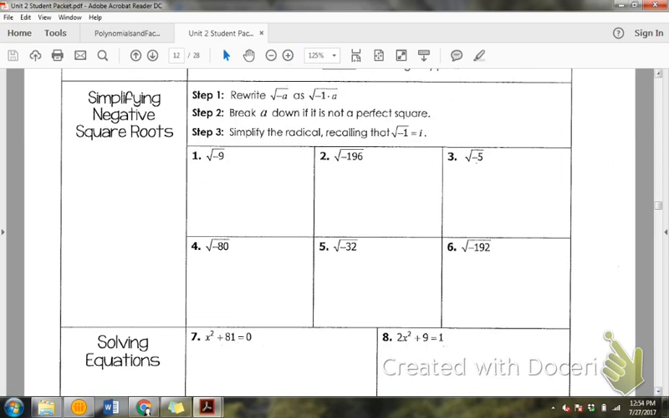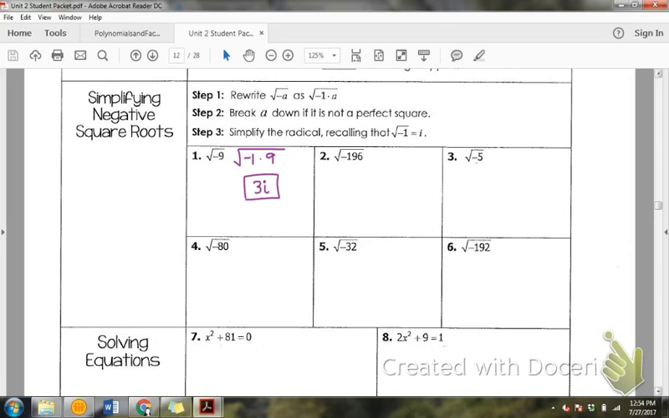And then what is the square root of negative 9? I'm sorry, of 9? 3, right? And we already said negative 1 times 9. So we already know that the square root of 9 is 3. And we said that the square root of negative 1 is the same thing as writing i. So this becomes 3i.